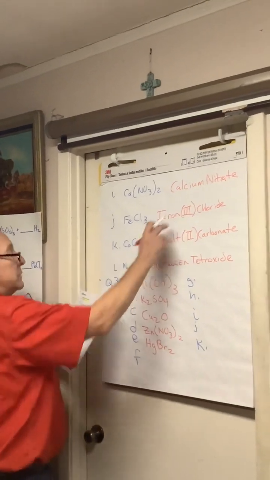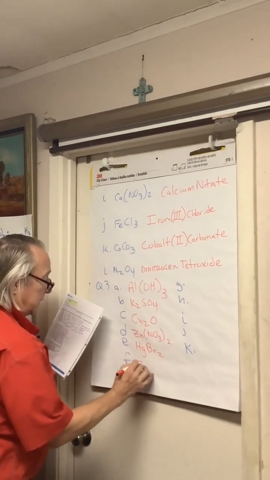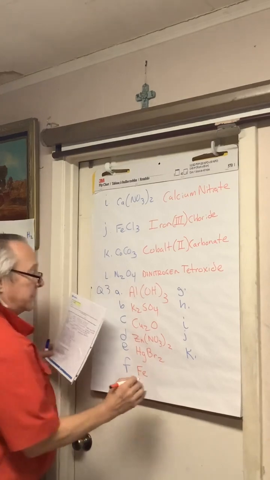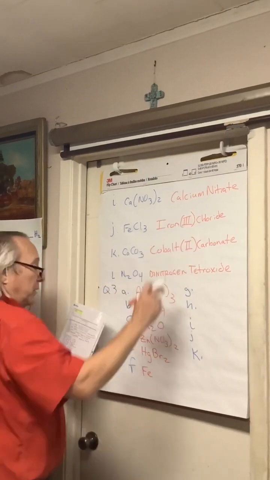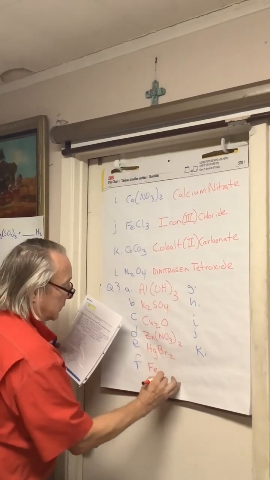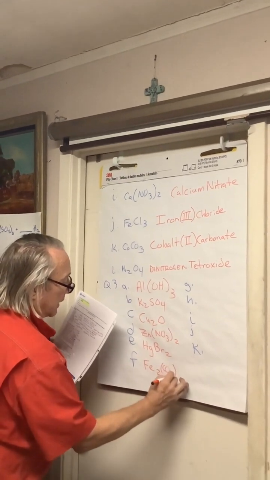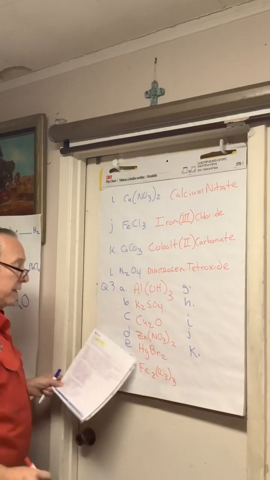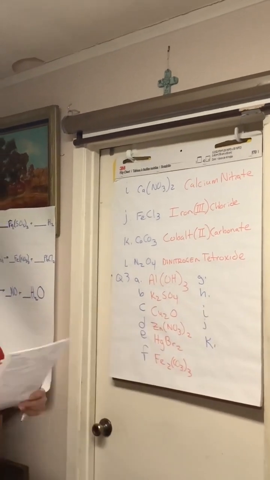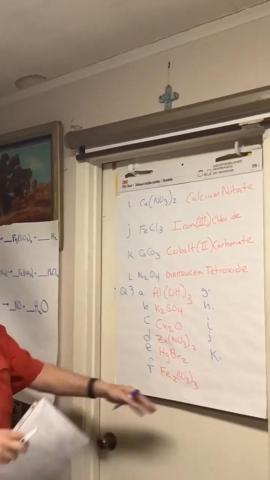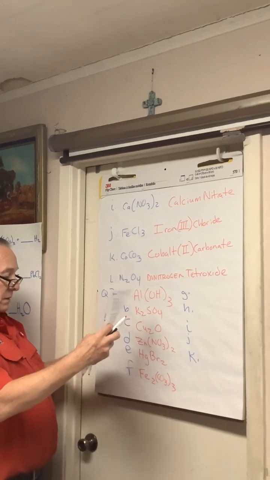Iron 3 carbonate. There's that iron 3 again. So this is going to be Fe. Carbonate is always -2. This is +3. So I'm going to need 2 of these. And for my carbonates, I'm going to need 3. Fe2, parenthetically, CO3, 3.